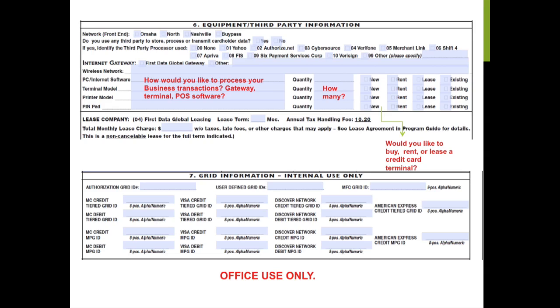Internet gateway. The merchant may utilize a gateway and use their computer to process credit cards over the internet. First Data has its own proprietary gateway called First Data Global Gateway. However, there may be third-party processors such as Authorize.net, USA ePay, or e-processing network. If the merchant is using any of these third-party vendors, please select Other and specify these vendors.